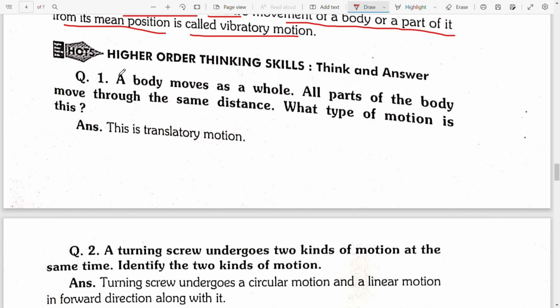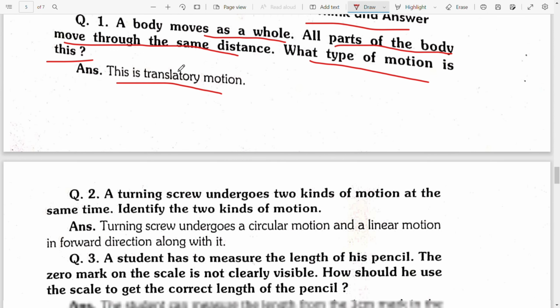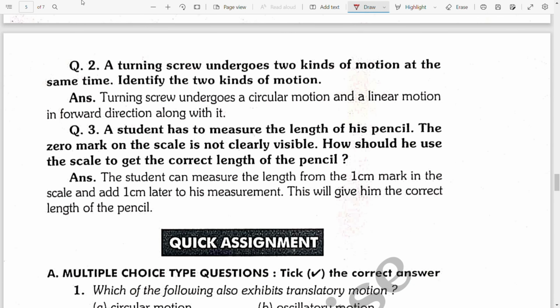Next is high order thinking skills, that is, think and answer. First: a body moves as a whole. All the parts of the body move through the same distance. What type of motion is this? Answer: this is a translatory motion. Question number 2.